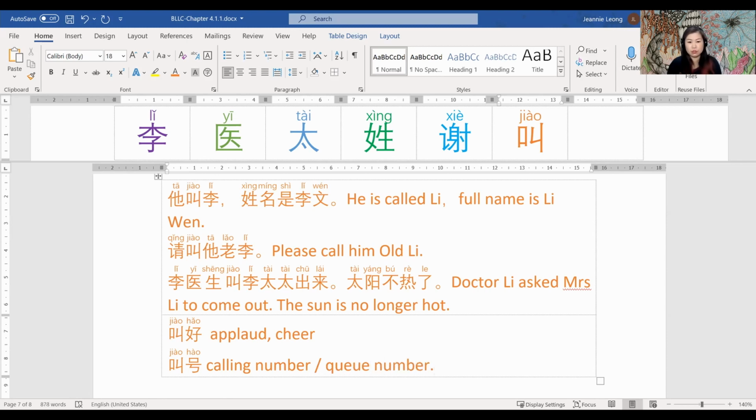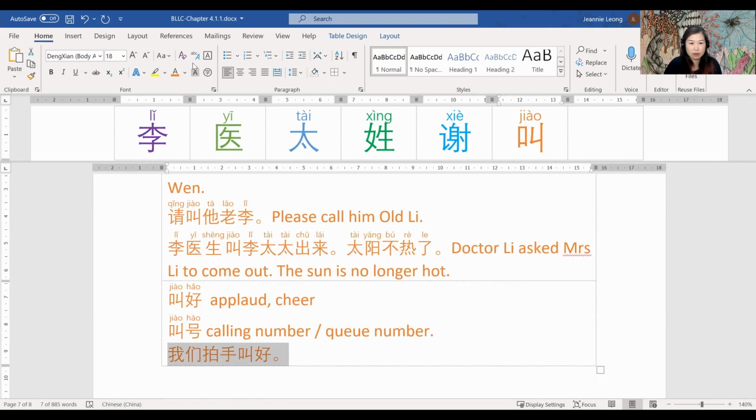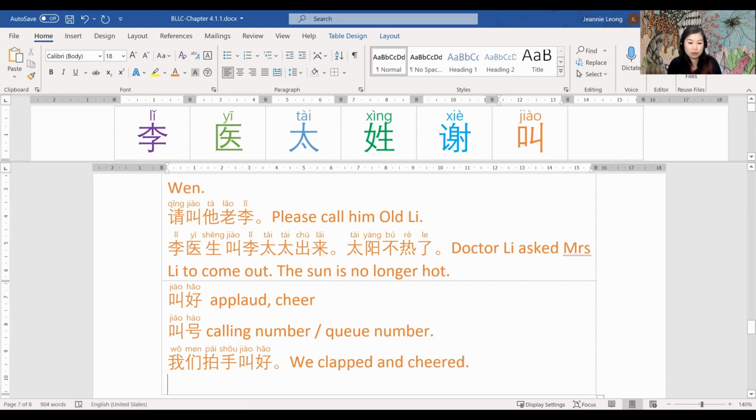Like if you go to a service center and you pick a number, that's your calling number, the one on the ticket. So let's try and make a sentence. I don't know how to make a combined sentence with the two, so I'll just make two separate sentences. 我们拍手叫好. Okay, pretty boring sentence, but that's the best I can do for now. We clapped and cheered. We clapped our hands.